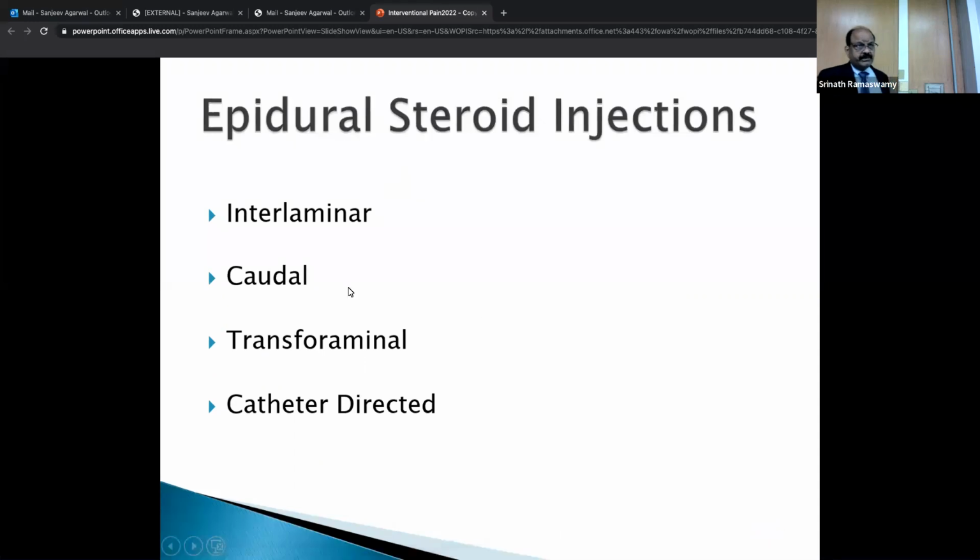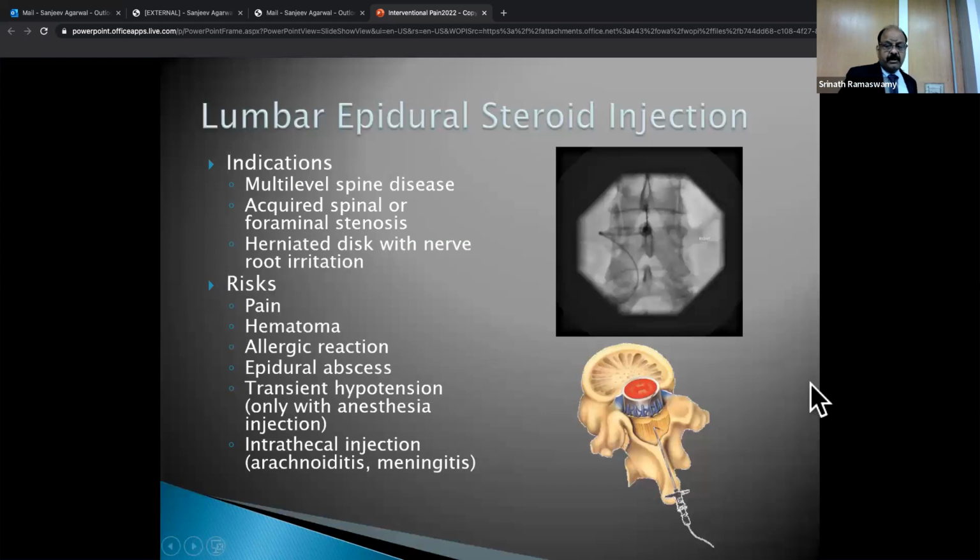So for epidural steroid injection, the epidural space can be approached either through the interlaminar, caudal, or transforaminal route, or it can be catheter directed. We can direct the medication to a desired level to get some relief. Each approach has its advantages and disadvantages. As far as the interlaminar approach is concerned, it is probably done more commonly than the other types. Some of the indications include multi-level spine disease, spinal stenosis, and herniated disc with nerve root irritation.